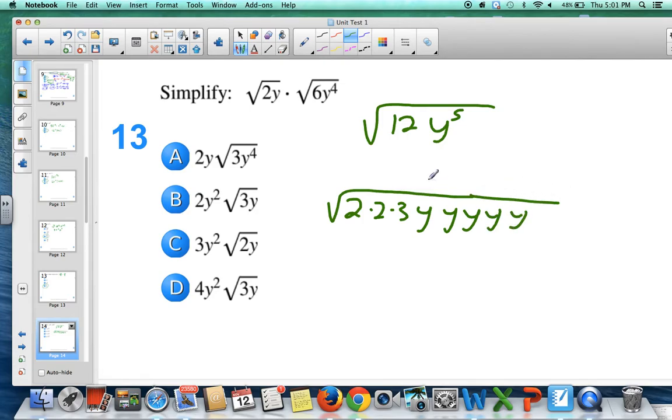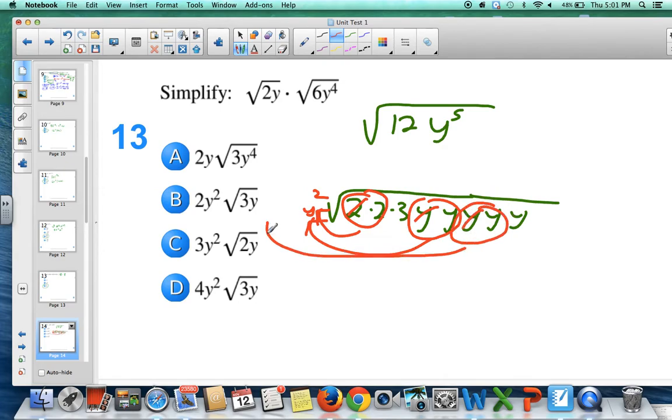That's what we have. Square root, we want to get things common. So these guys we're going to circle. Cross one off and bring it outside. These guys, cross one off and bring it outside. And these guys, cross one off and bring it outside. So in front of the radical now I have 2 and then 2 y's, 2y to the second, and what's left inside is 3y. And that's the answer right there.